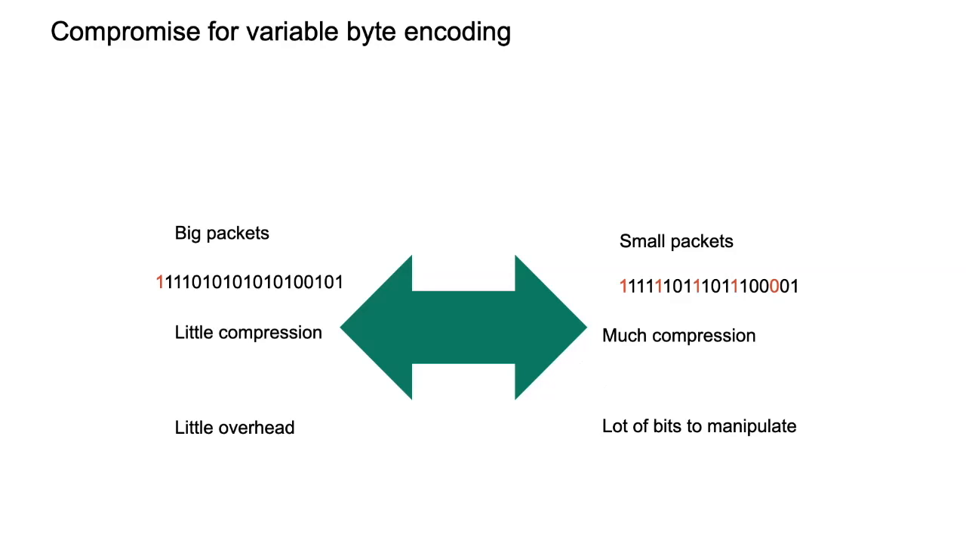So it's a compromise that you need to reach between bigger packets, for example, in variable bytes encoding. If you have large packets, it's going to be less work for the CPU, but it saves you less space. If you have smaller packets, maybe you can save more space, but it's a lot of bits to manipulate, right? And when I said little compression, much compression, here it's hand wavy, right?